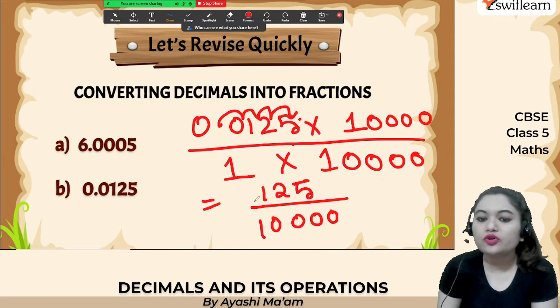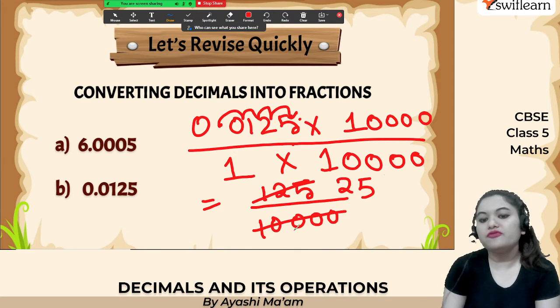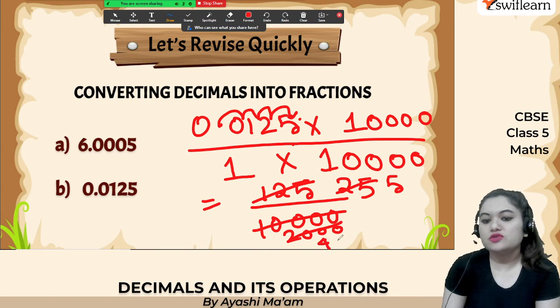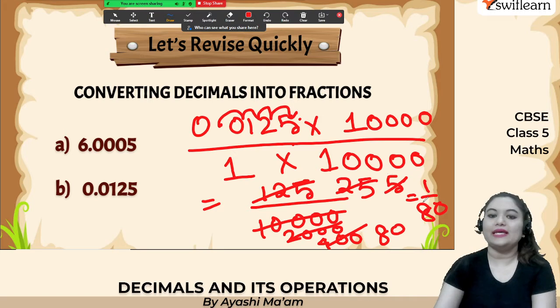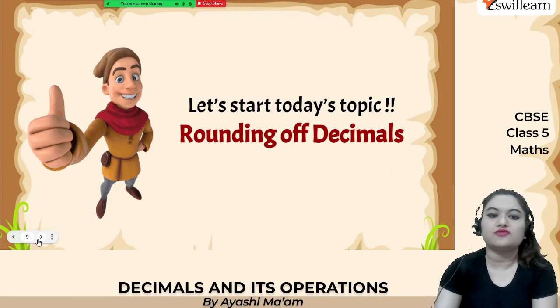Right, now you know how to reduce it. So 5 twos is 10, so 5, then again 200. Okay, again 5 fives are like this, you can reduce, right? Yeah, so it's coming as 1 by 80. Okay, so always make sure to reduce the fraction also to the simplest form.